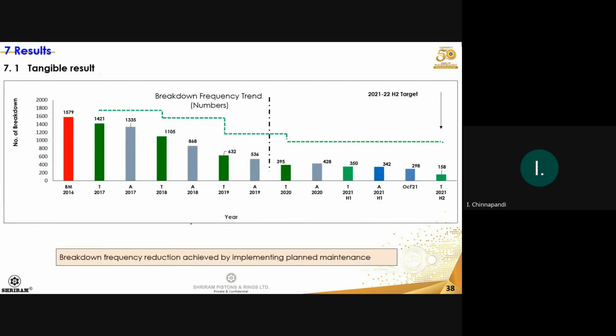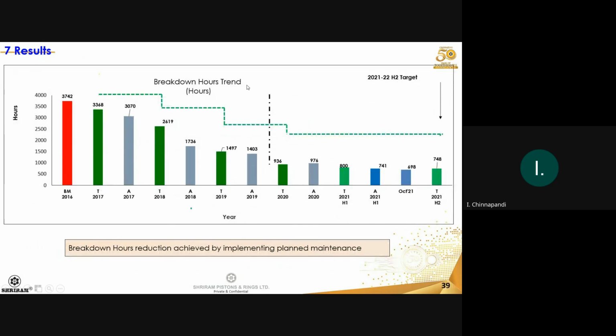This is also a breakdown graph, the number of breakdowns. When we started the TPM activity in 2016, it was 1579 breakdowns, and we brought it down to 158 in 2021 H2. This is the number of breakdowns. Next. This is the hours. The hours were 3742 and came down to 748. This is the number of breakdown hours. Next.